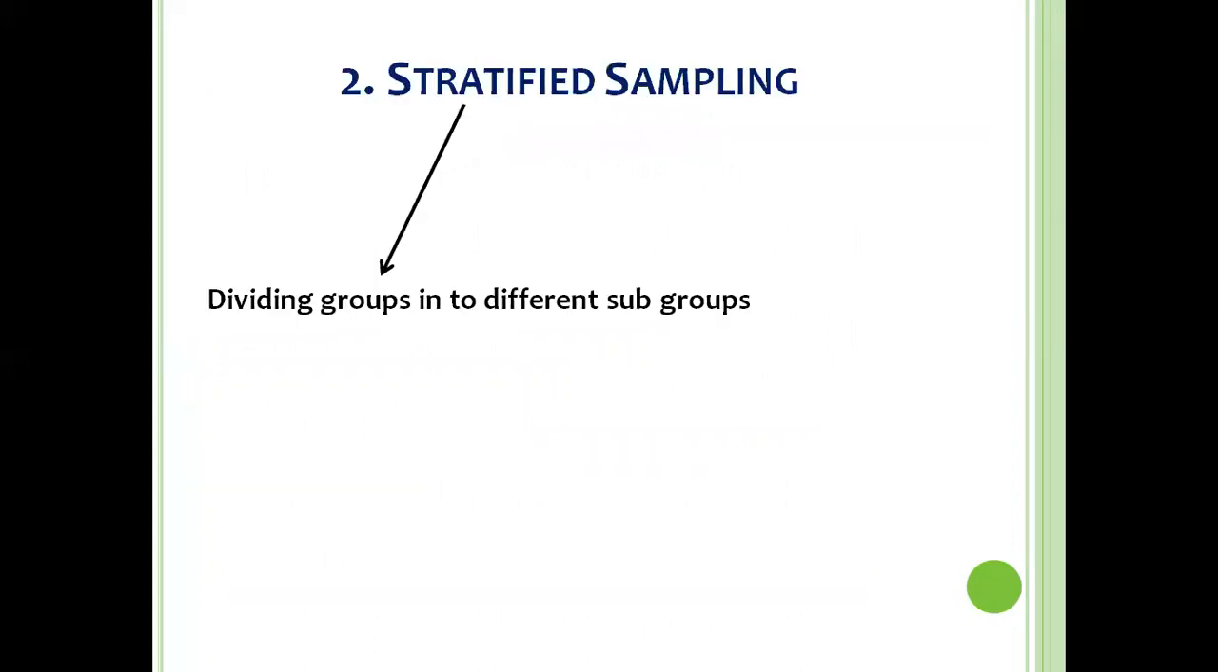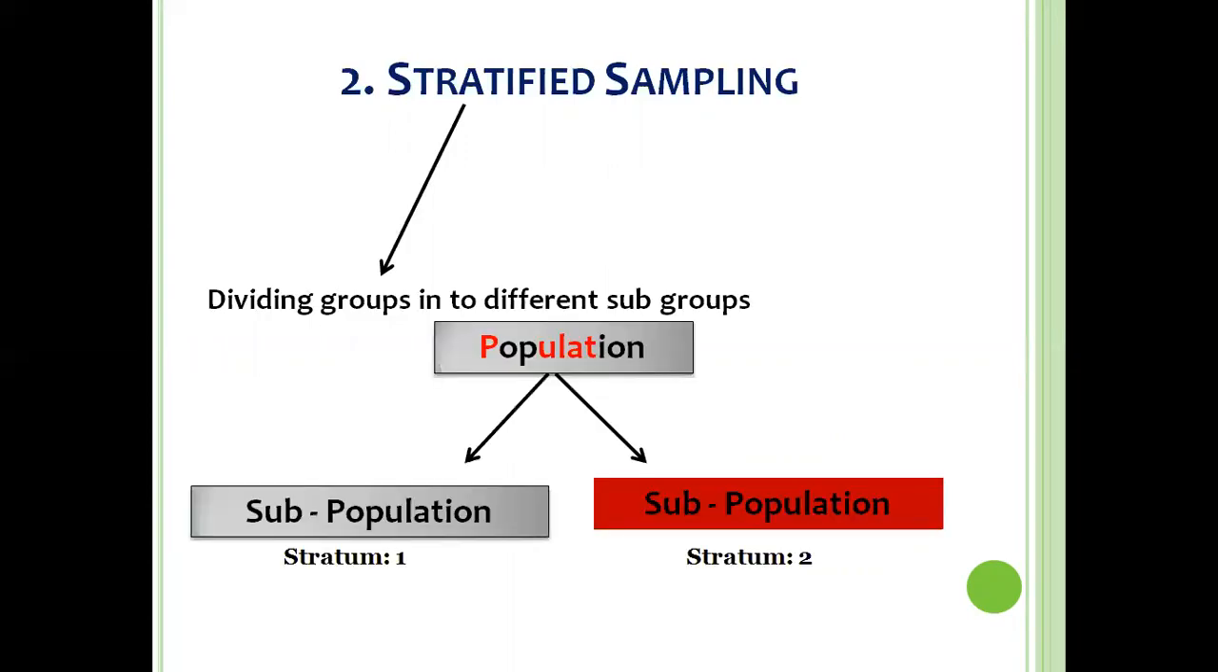Next, we'll talk about stratified sampling. First things first, we have to know what is stratification. Stratification is the process of dividing the group or the population into different subgroups or subpopulations, and these subgroups are called strata. Then the samples will be collected randomly from each of these strata.